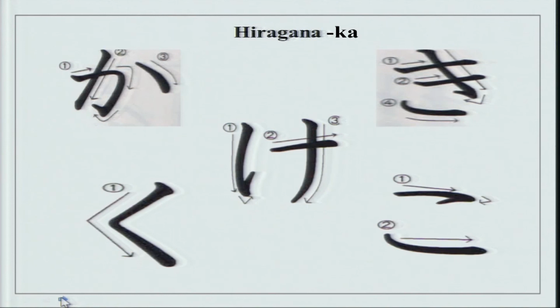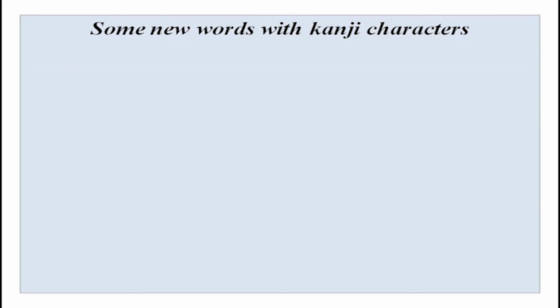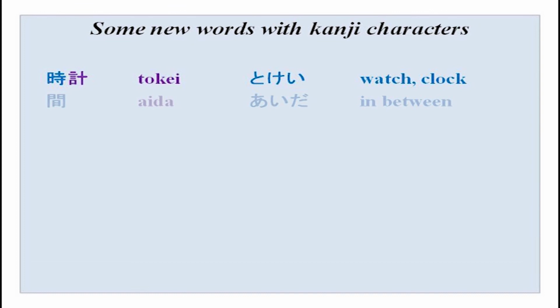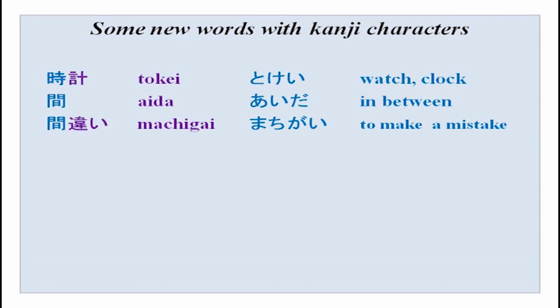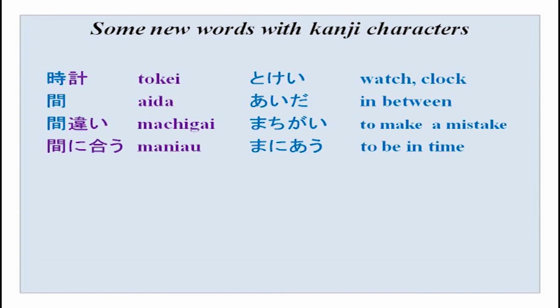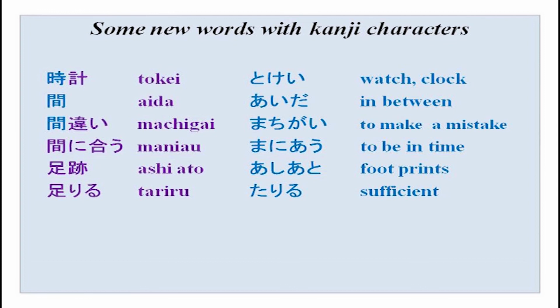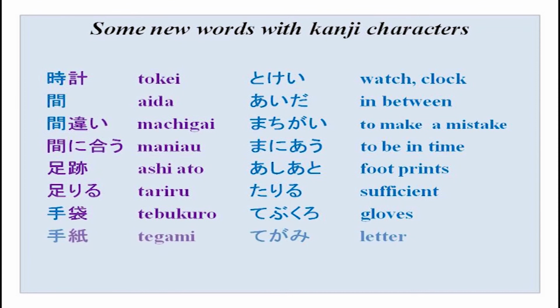Now, there are some new kanji characters. Well, I'll go over it very, very quickly. Toke, aida, machigai. The meanings are given over here in the right column. Then, maniau. Maniau is when you are getting late and you are able to make it. That is maniau. Ashiato. Tariru, tebukuro, tegami.